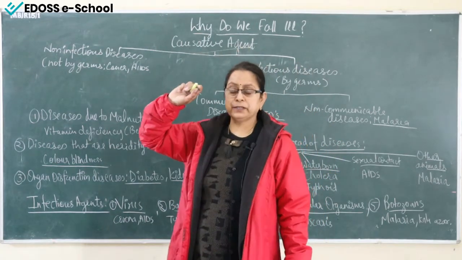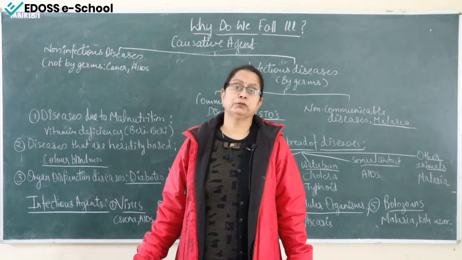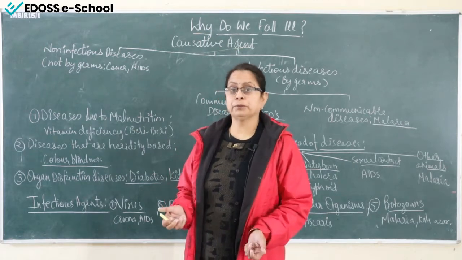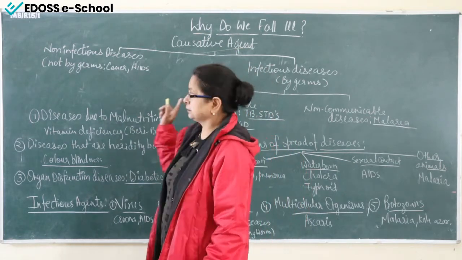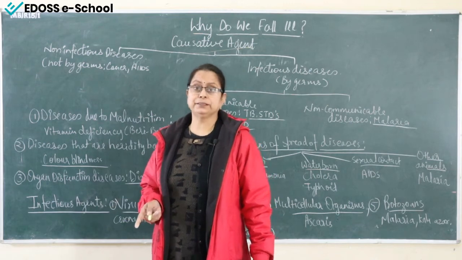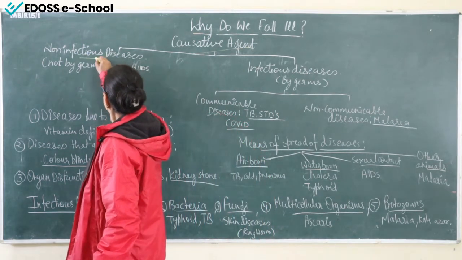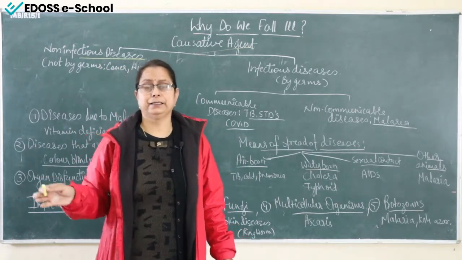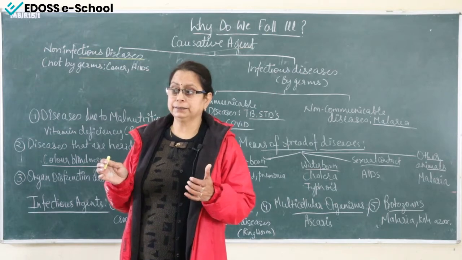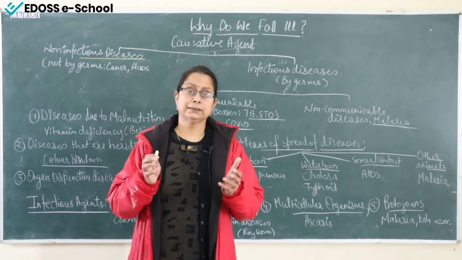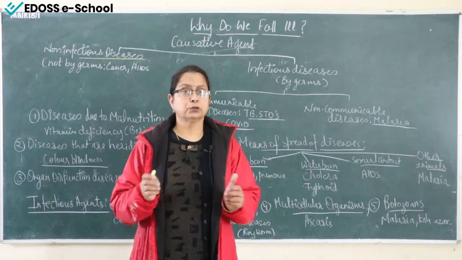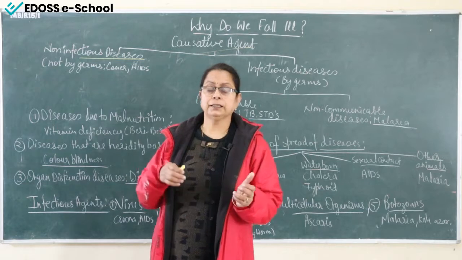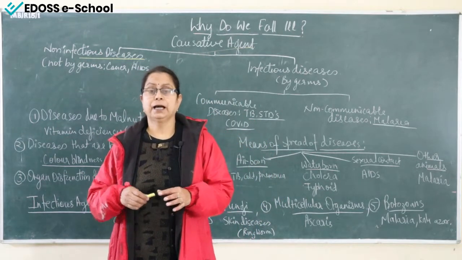Why do we fall ill? That is, the causative agent. What are the causative agents that are responsible for causing a disease or illness, or you can say physical problems? Again, this is another type of disease. First is non-infectious diseases. Basically, there are two types of diseases. If a disease is caused to a person and is limited to that person only, that is non-infectious, as it has not been transmitted to another person. And another type of disease is the highly infectious one.